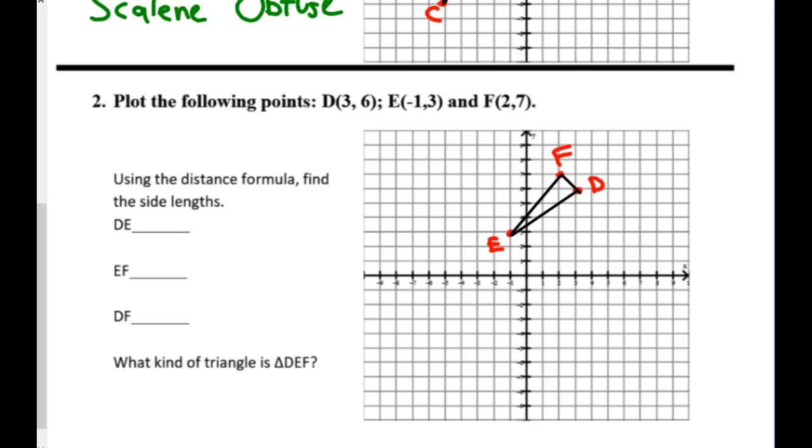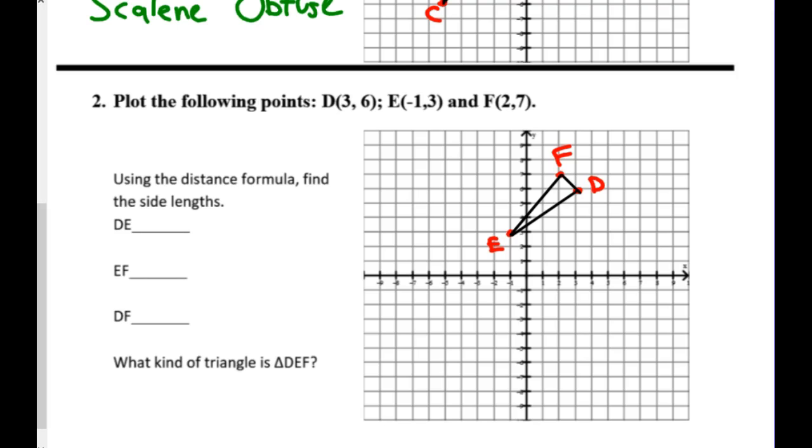Now, we're going to do this one a little different. Let's just do it in phases. What we're going to do is write all the distance formulas out first, and then we'll type it all in the calculator, all 3 of them at once. So we'll do it in phases, and then we'll get our final answer.